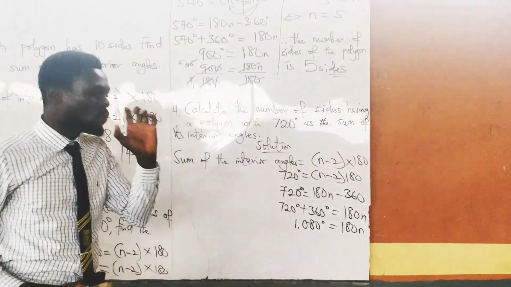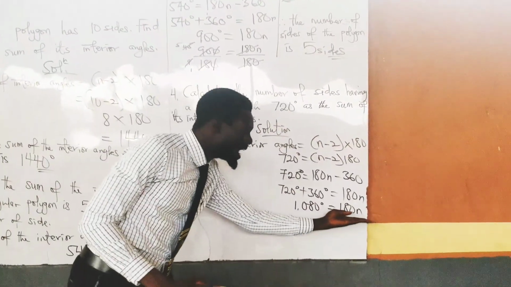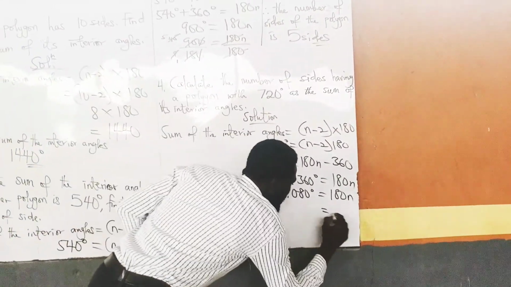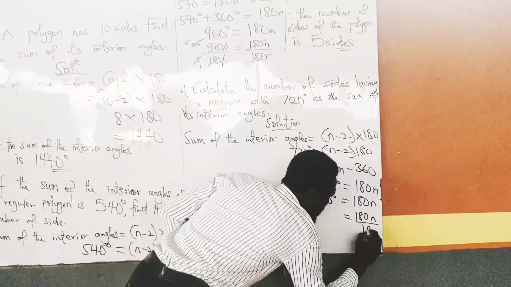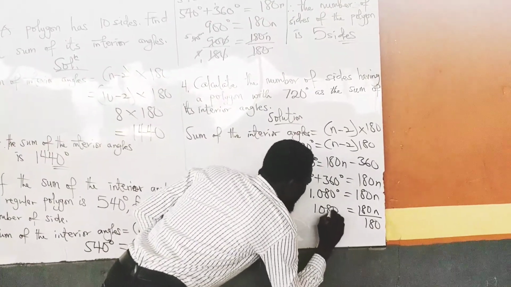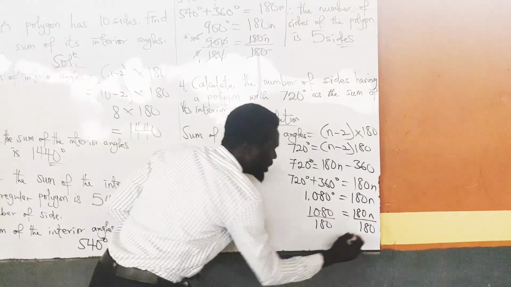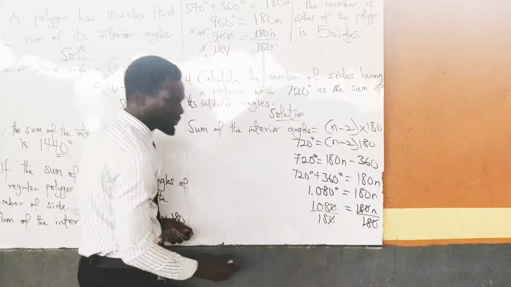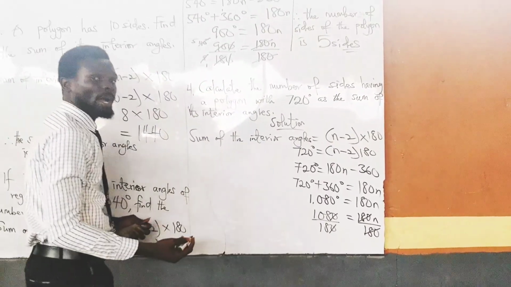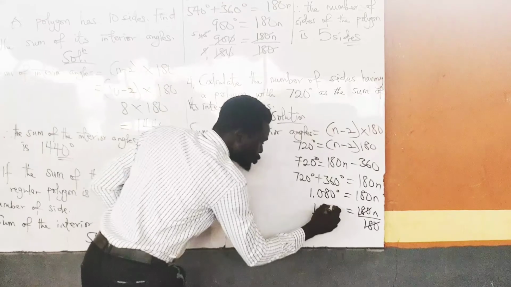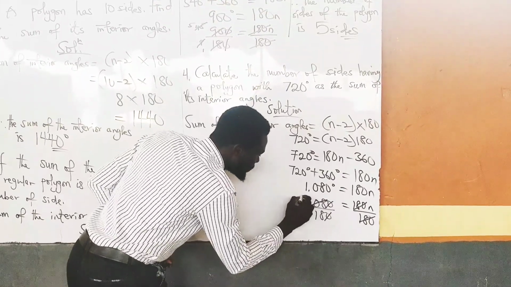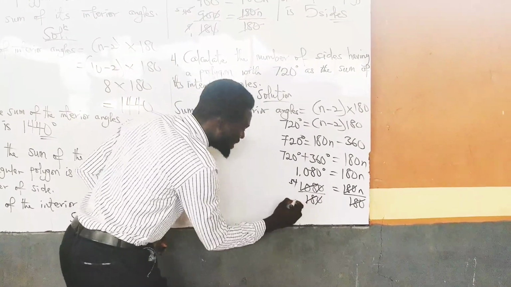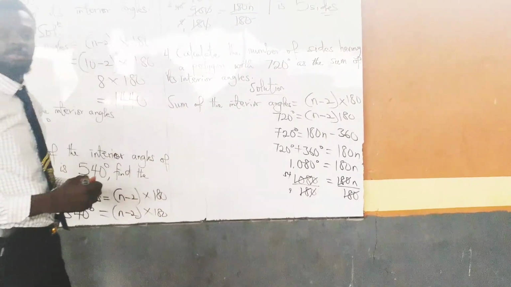What do I want? I want n. So I'm going to divide this by 180. Divide also by 180. So I'm going to say 180n divided by 180, 1080 divided by 180. This will cancel out this. 0 will cancel 0. Using 2 to cancel to make the work simple for us. We are going to say 2 will go into 108 54 times. Let's keep it here. And 2 will go into 18 9 times.